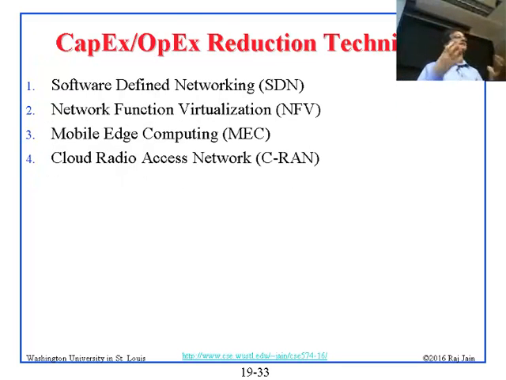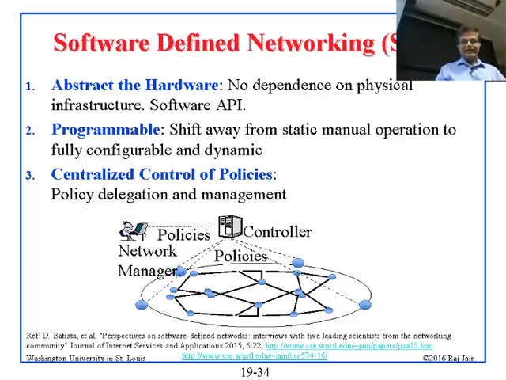Now what are the techniques to reduce the dollar sign? Right? CapEx and OpEx. Capital expenditure and operational expenditure. Right? So SDN, NFV, MEC, and CRAN. SDN basically is software-defined networking. How many people know here software-defined networking?